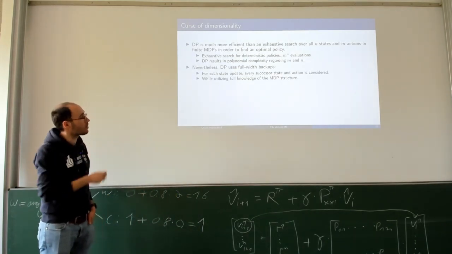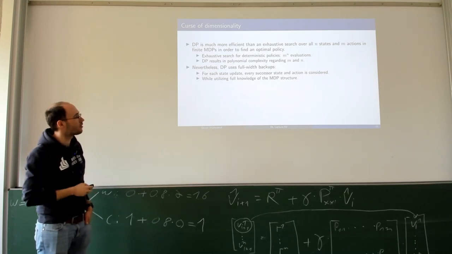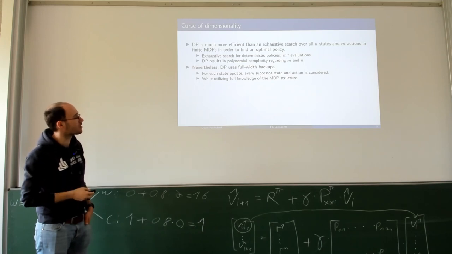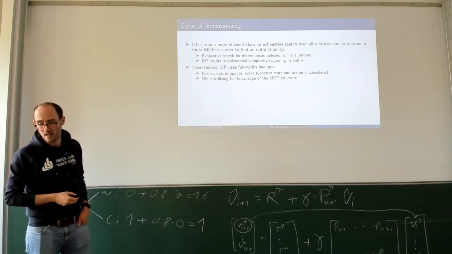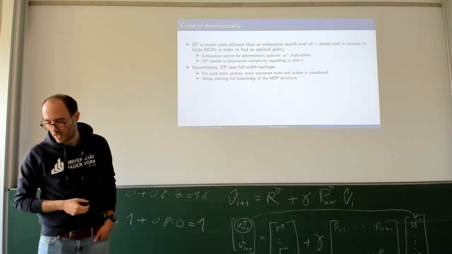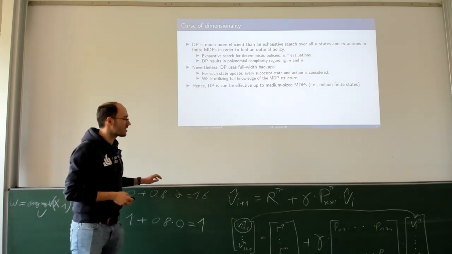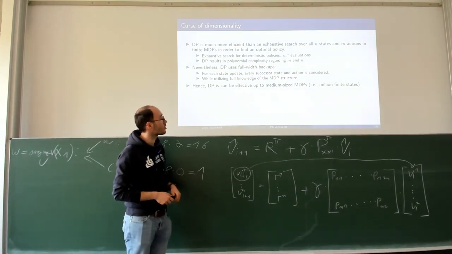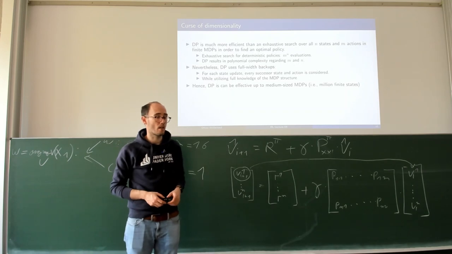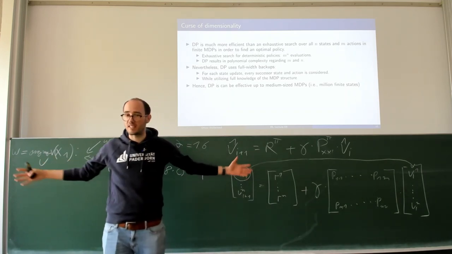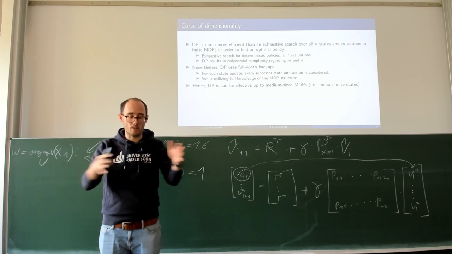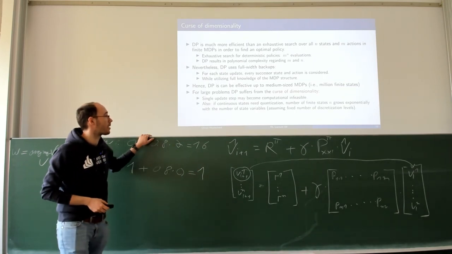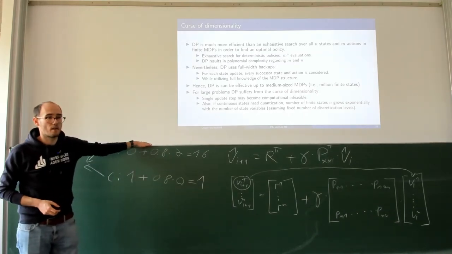So therefore, dynamic programming still uses full width backups. For each state update, we consider all successor states and all actions which are possible while utilizing this full knowledge of the MDP. So these updates, even using tricks like the Richardson iteration, will become very computationally complex because we take into account the entire state space. We try to update the entire state space in one go. And this is called, in the context of dynamic programming, the curse of dimensionality.